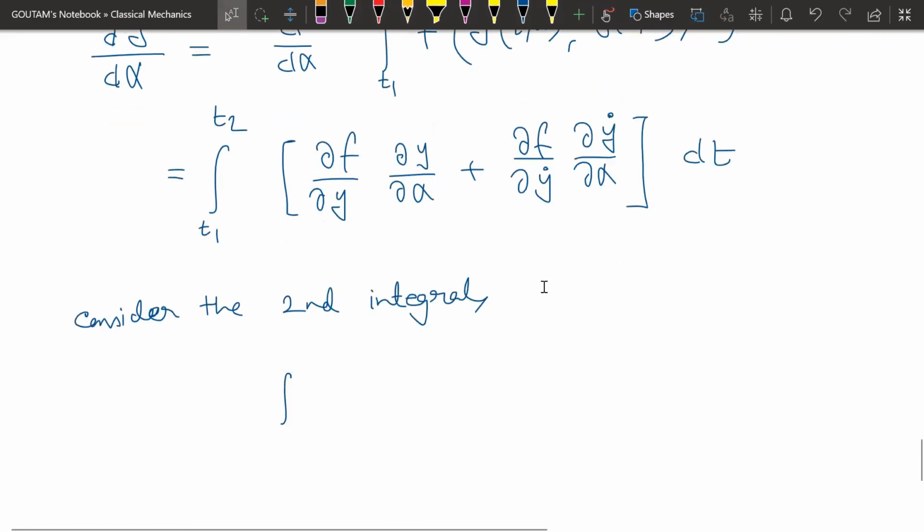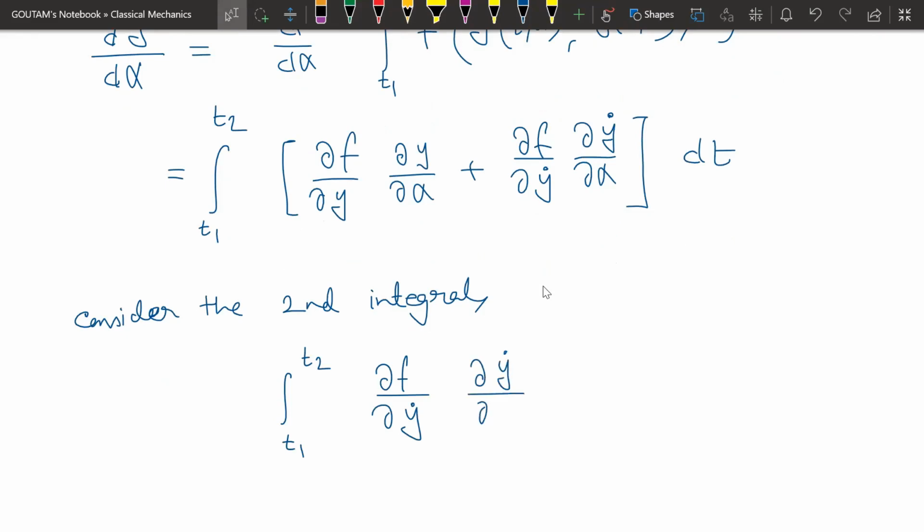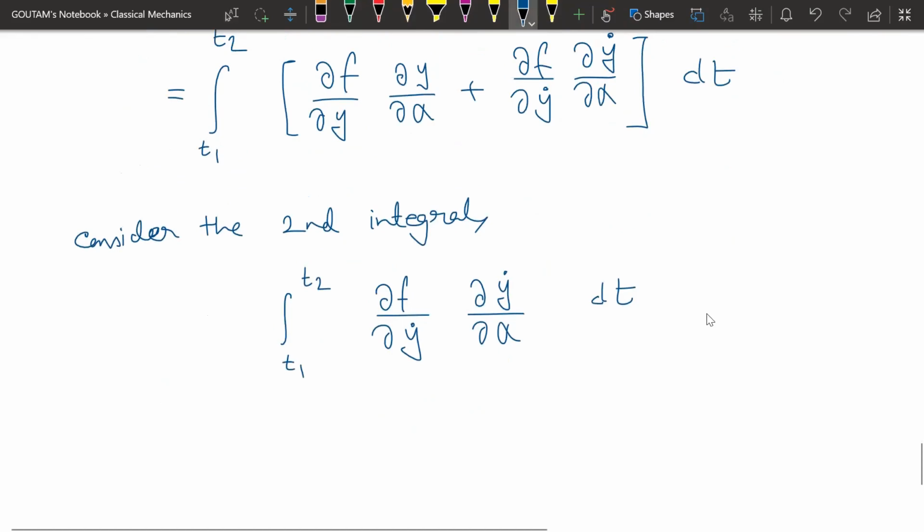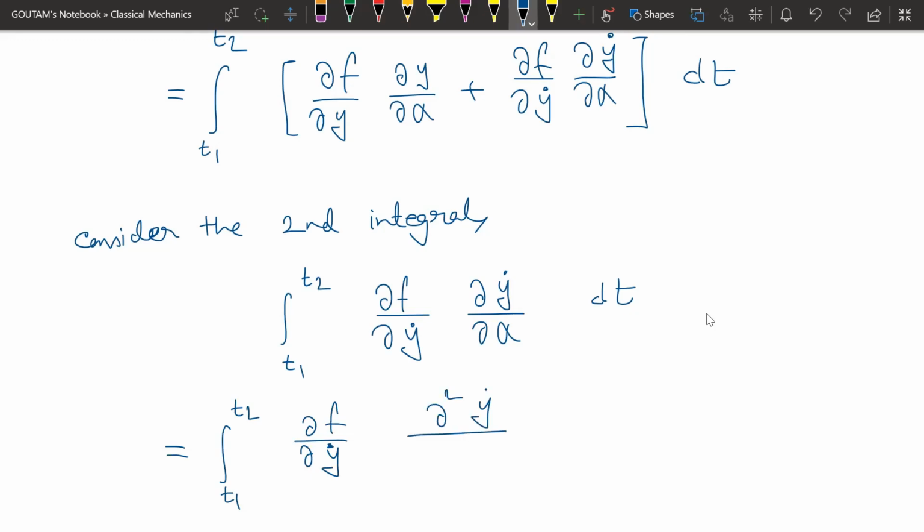What we have is, from T1 to T2, ∂f/∂ẏ ∂α dt is equal to the integral from T1 to T2 of ∂f/∂ẏ ∂²y/∂α∂t dt.